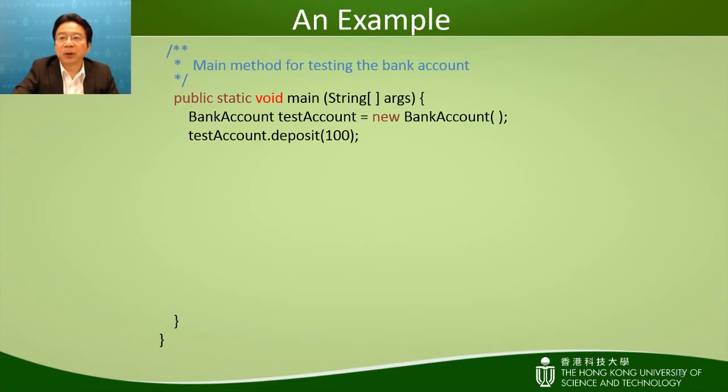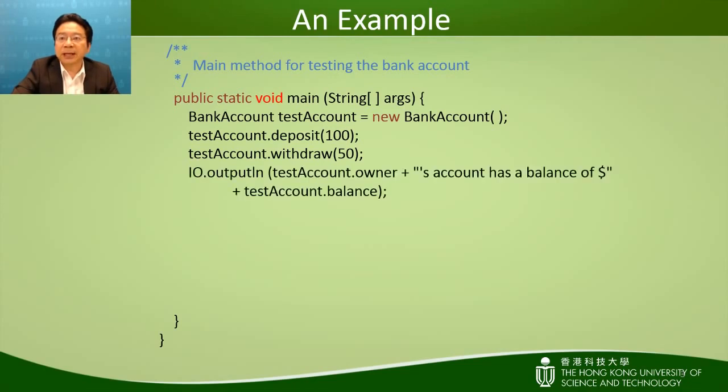In object-oriented programming terminology, this is sometimes referred to as message passing. We have also specified the amount to be deposited. In this case, $100. We can make a withdrawal by using the withdraw method, again by using the dot operator to indicate that this is for the object test account, and the amount to be withdrawn is $50. The system output print statement here is to output the resulting balance after the two transactions.